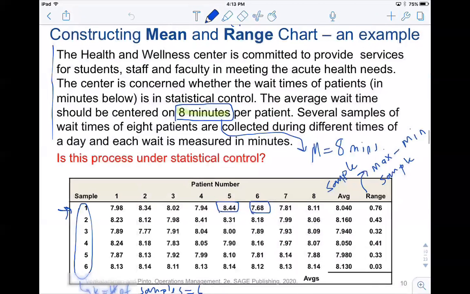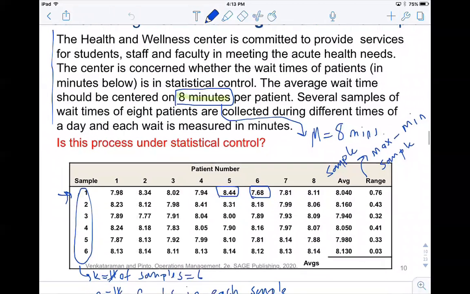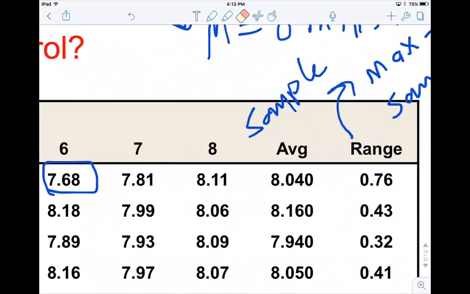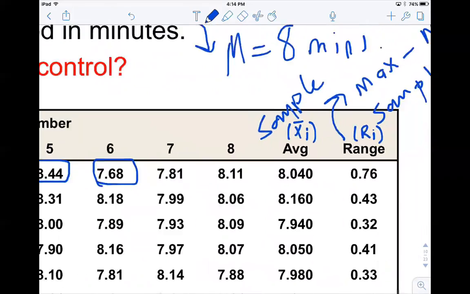Okay, let's take a look at it one more time. We have the sample averages and the sample ranges, and as a shortcut we use different notation for them. We use X bar i for sample averages, and we use R i for sample ranges.